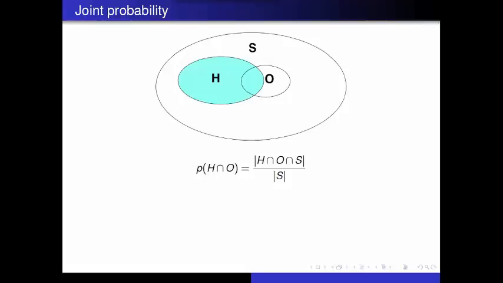So intuitively, that would just be the size of the intersection of H and O out of our total set of all possible events, divided by the size of the set of all possible events. Again, just the intuitive definition of probability.